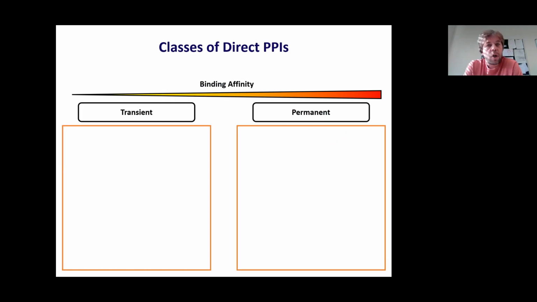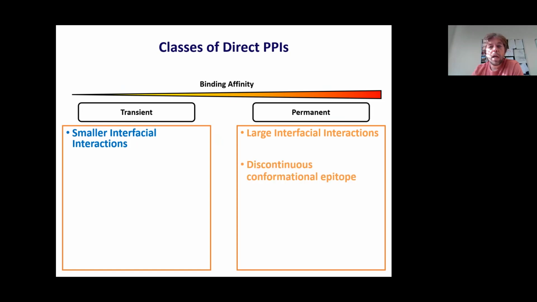So an important consideration is, of course, the classes of direct protein-protein interaction. You get two classes in a general sense, transient and permanent. Transient is slightly weaker and permanent is much stronger. Permanent interactions have large interfacial interactions as opposed to the smaller interfacial interactions of transient interactions. Permanent PPIs are also more associated with discontinuous conformational epitopes. What that means is, if your protein is a fist and your hand is the other protein, it's your fingertips which make the interaction. So it's a series of amino acid interactions which aren't necessarily a linear epitope, making this a discontinuous interaction.